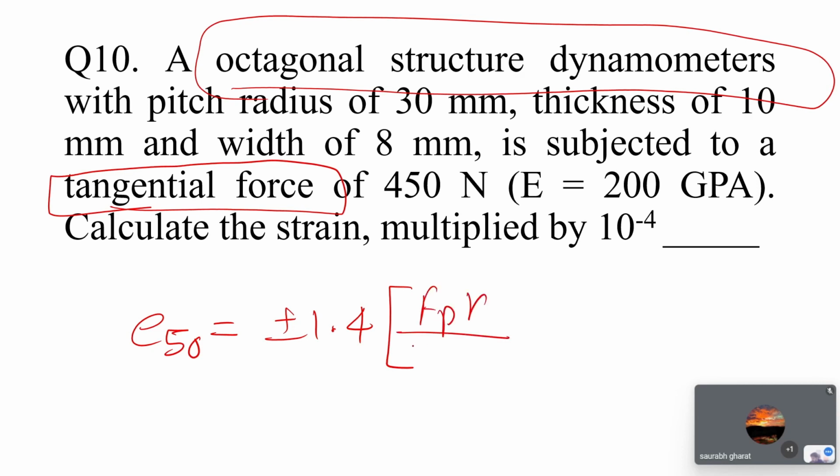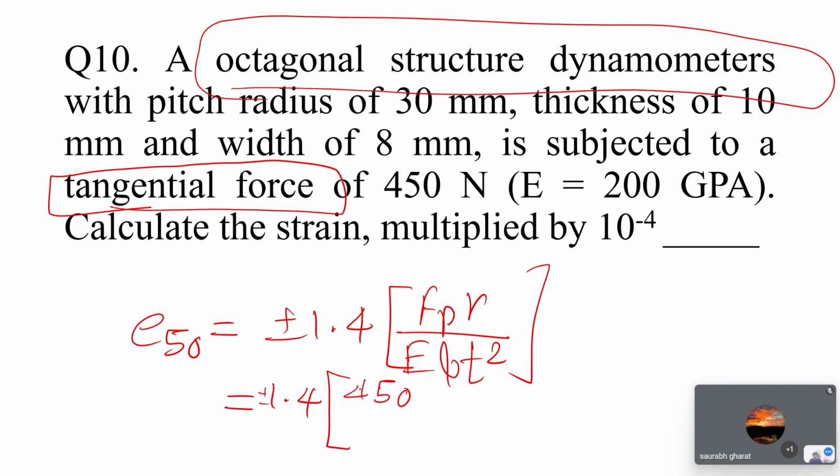Okay, EBT square. So what will this value be? Put everything back. So for 1.4 you have to put plus or minus here. Your F is 450 and your R is 30, so 10 raised to minus 3. Okay, it is important for following units.